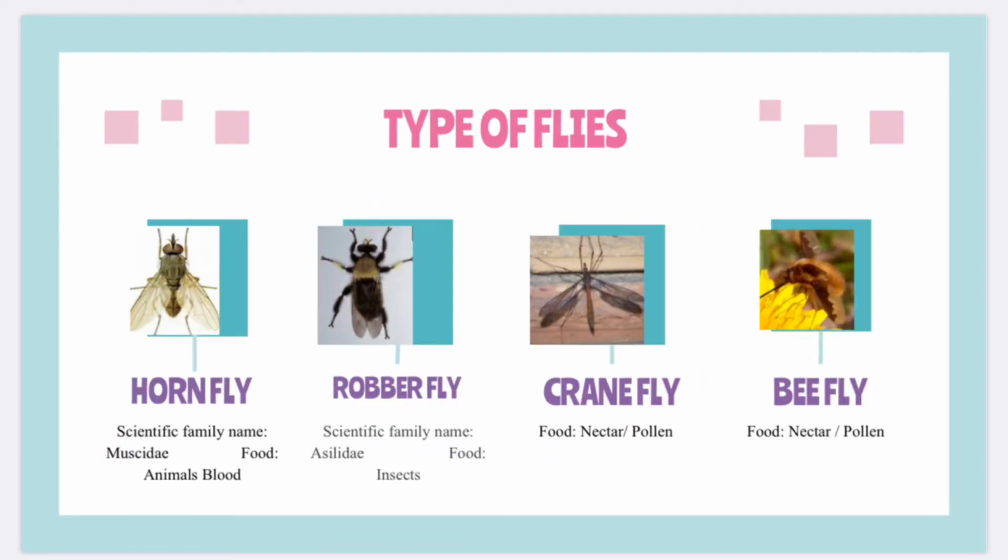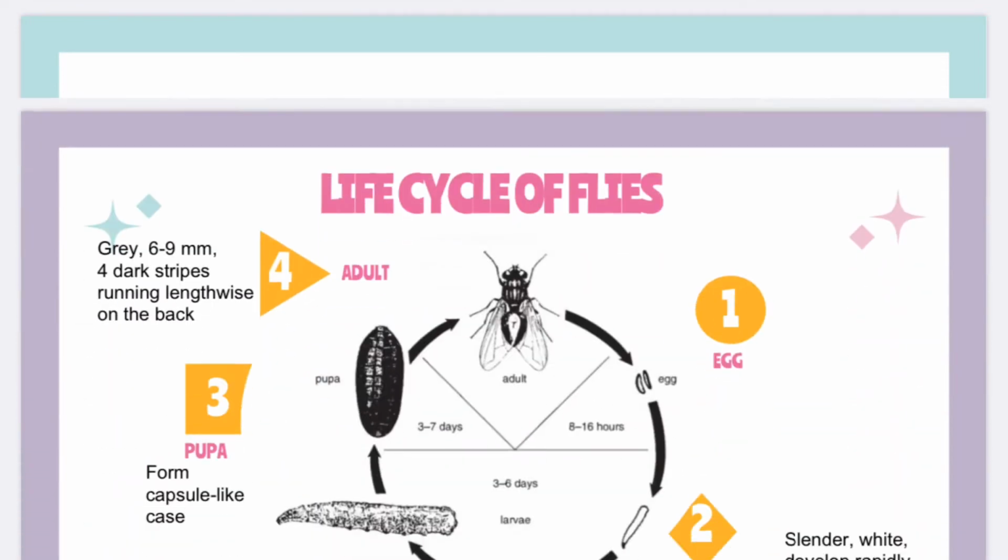Other types of flies, there are hornfly, robberfly, cranefly, and beefly. Beefly and cranefly food is mostly nectar and pollen. For robberfly, the food is insects, and for the hornfly, the food is animal's blood. And just the same as the slides before, these are the pictures that I attached, so you can see the differences of the shapes and the colors of these flies.